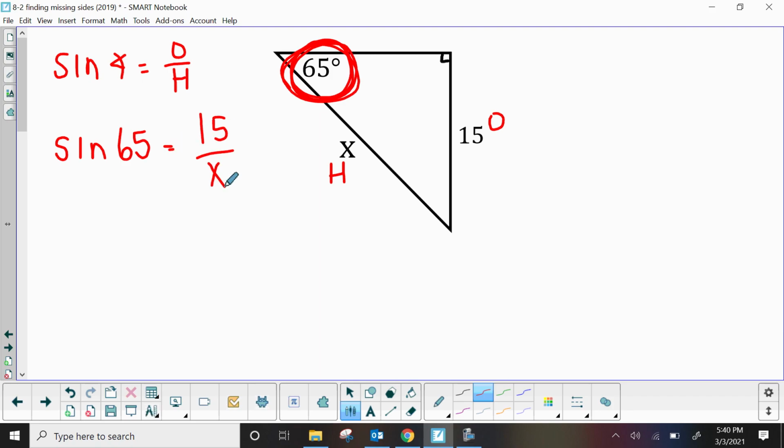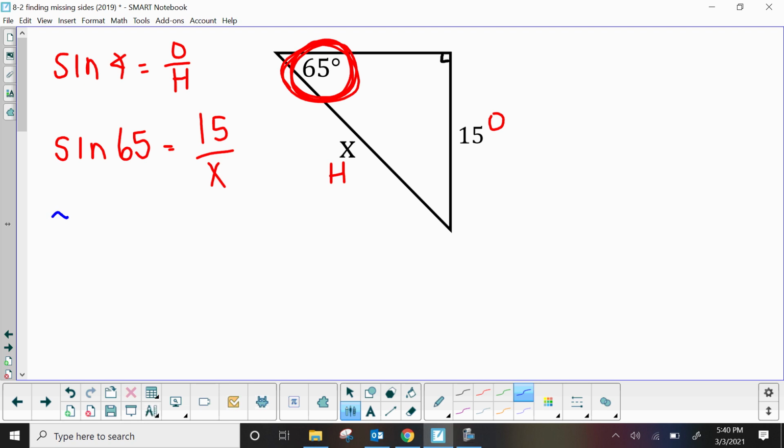Now, the reason why this one is different, in the 3 previous problems, the variable was the numerator. In this case, if you notice, the variable is the denominator for this one. So how can we solve this? I'm going to show you an easy way.